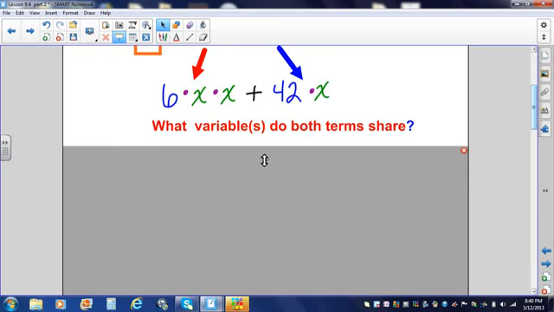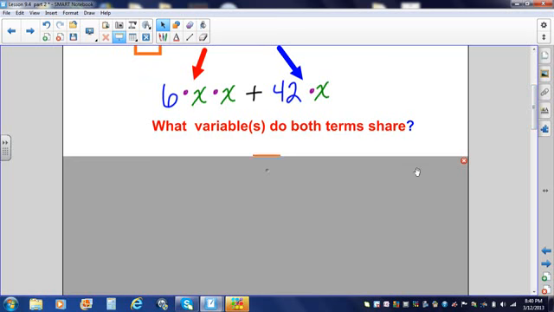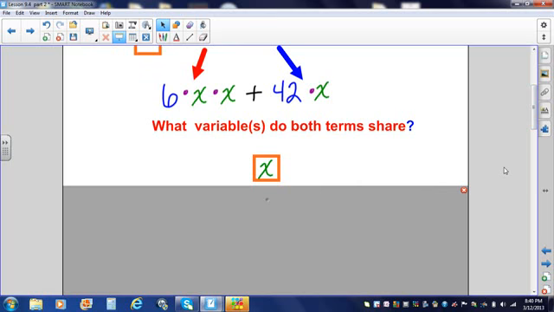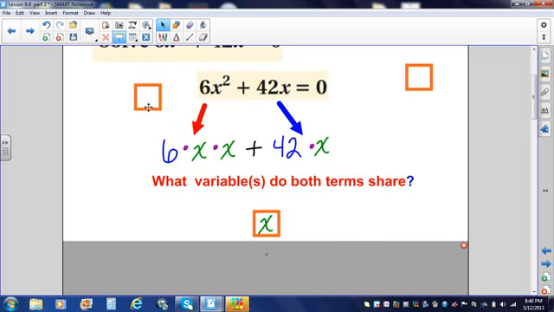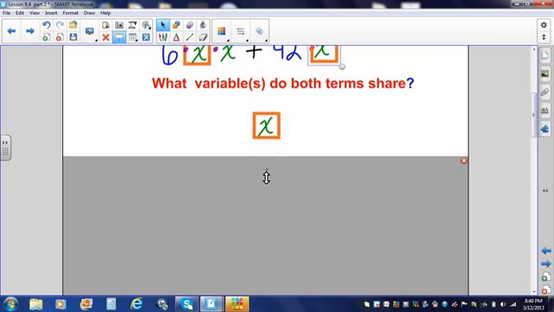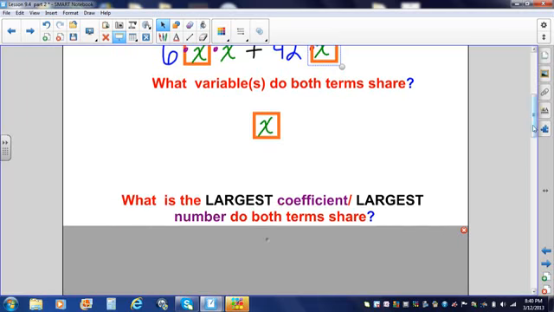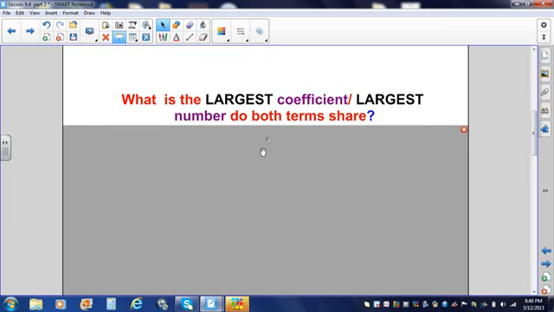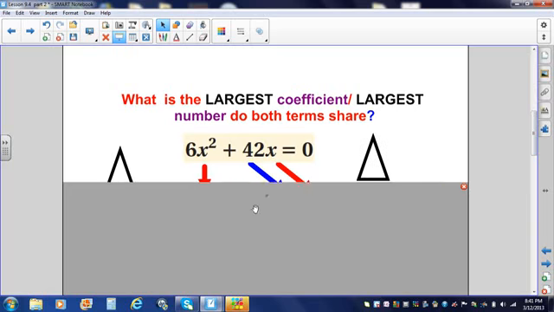What variable or variables do both terms share? They both share the variable letter x. They both have one x in common. Now ask yourself, what is the largest coefficient or largest number that they both share?